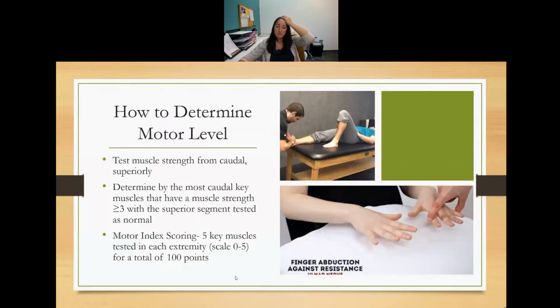Anyways, 0 to 5, and you give each, on your manual muscle testing, 0 is nothing, 5 is full strength.